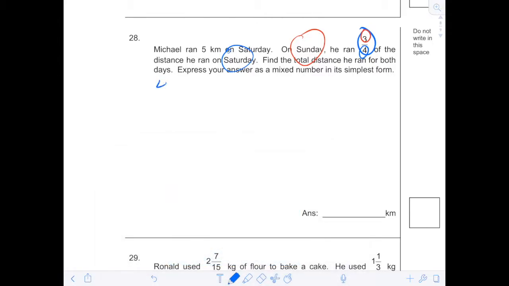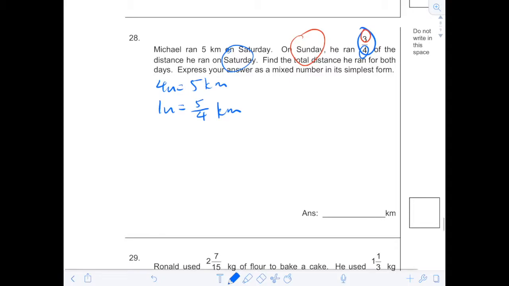We'll get 4 units equals to 5 kilometers. Alright. 1 unit will therefore be equals to 5 over 4 kilometers. Now please don't bother to change to simplest form unless it's the last question, unless it's the final answer. Okay.